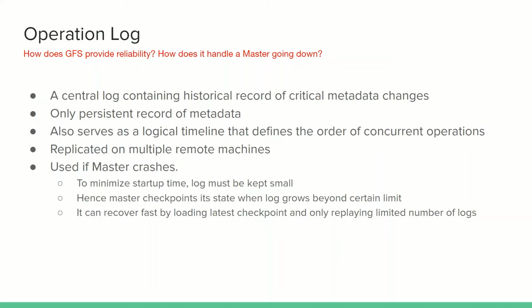The use of the operation log is when the master crashes. To minimize the startup time after a crash, the logs are kept very small in size. To do this, the master checkpoints its state whenever the operation log grows beyond a certain limit, so that whenever a master goes down, it can recover very fast by loading the latest checkpoint and only replaying the limited number of logs that have been stored in the operation log.